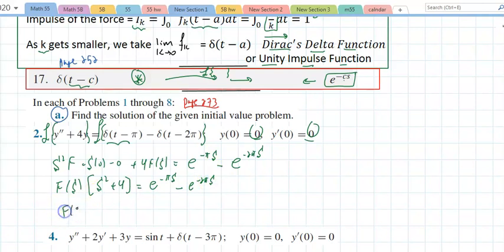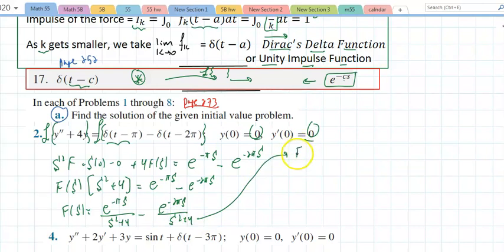So if I take F of s, that's simply e to the negative pi s divided by s squared plus 4 minus e to the negative 2 pi s divided by s squared plus 4. If I continue right there, and if I rewrite this just to match, and I'll show you what that means, leave e to the negative pi s out of it. I'm looking at 1 over s squared plus 4 minus e to the negative 2 pi s times 1 over s squared plus 4.